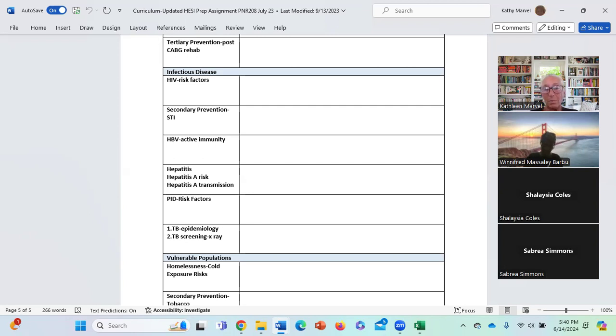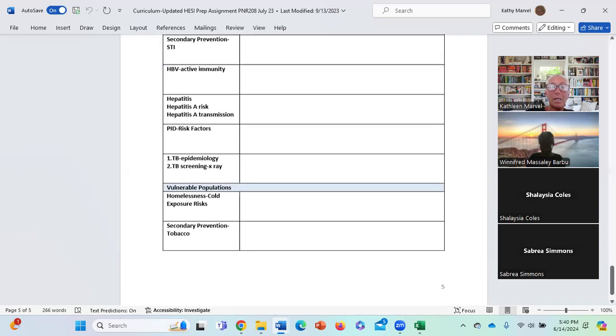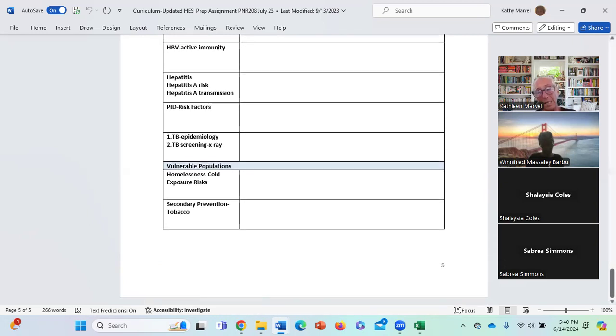Why would you do a screening x-ray? What does that come after? A positive what? Skin test. Skin test, positive PPD, right? The next step is the screening x-ray, right?